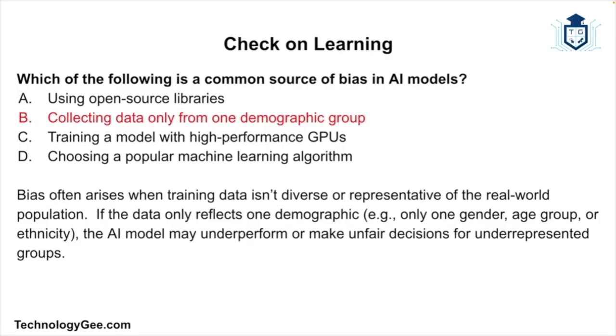So bias often arises when training data isn't diverse or representative of the real world population. If the data only reflects one demographic, the AI model may underperform or make unfair decisions for underrepresented groups.